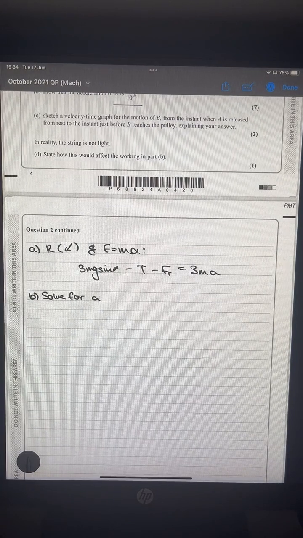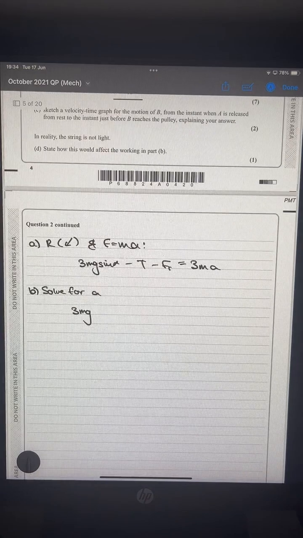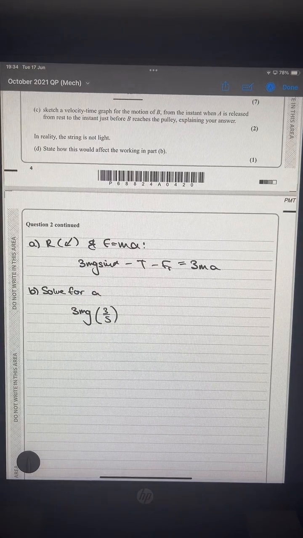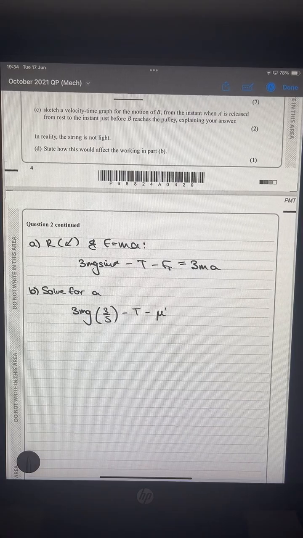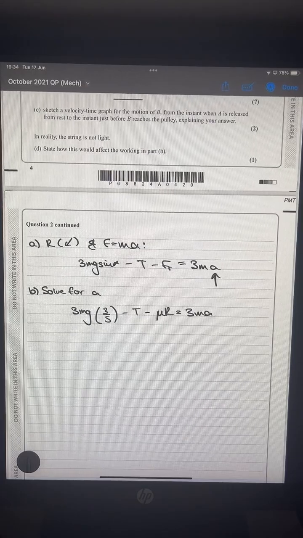So 3mg just stays as is. Sin alpha, I know from over here, is 3/5. So I'm going to write 3/5 multiplied by 3/5 minus tension. I don't know what tension is yet, so I'm just going to leave tension as is. Minus friction, which is mu R, is equal to 3ma. I'm solving for this, remember? So that's just going to be 9/5 mg minus tension minus mu.